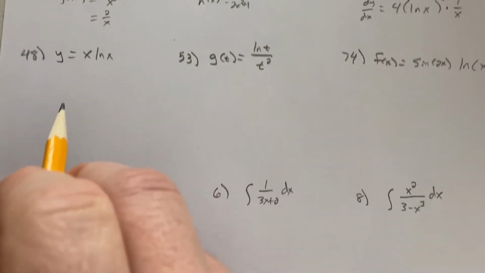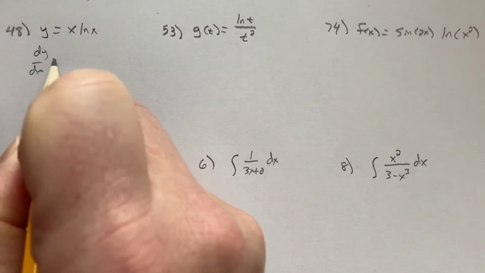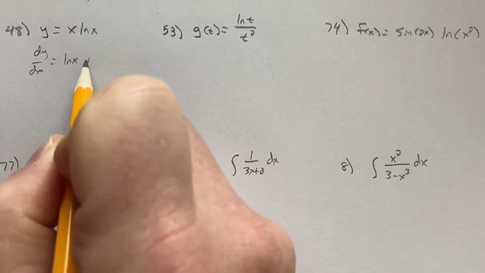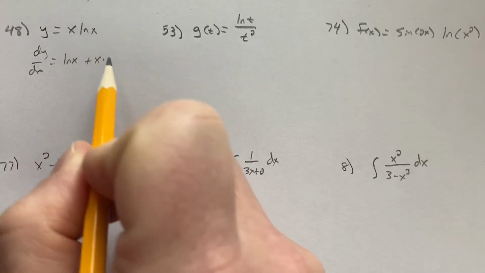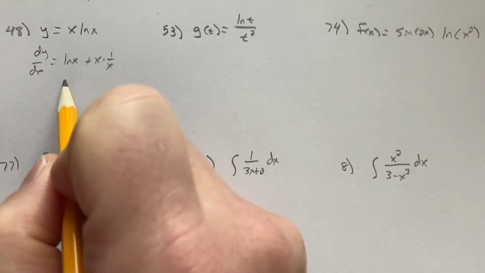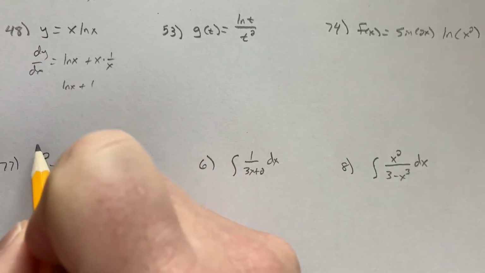For 48, when we do that derivative, we have to do a product rule. So we take the derivative of x, which is 1, times natural log x as is, plus x times the derivative of natural log of x, which is 1 over x. That's the derivative. Or if you want, x times 1 over x is just 1, so we could write it like that.